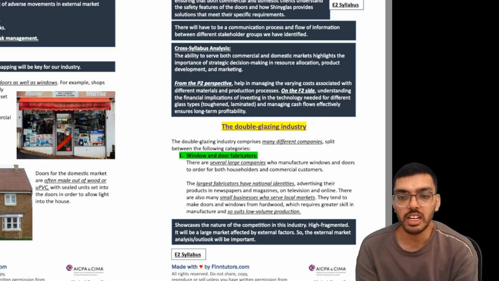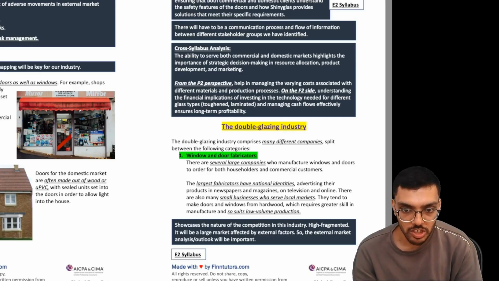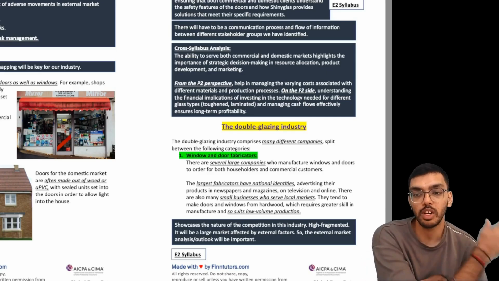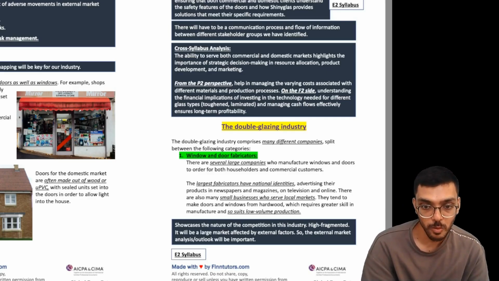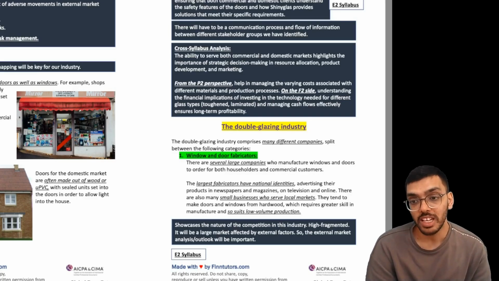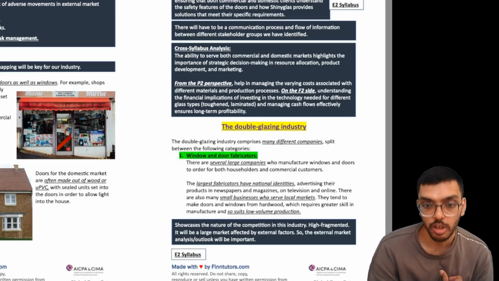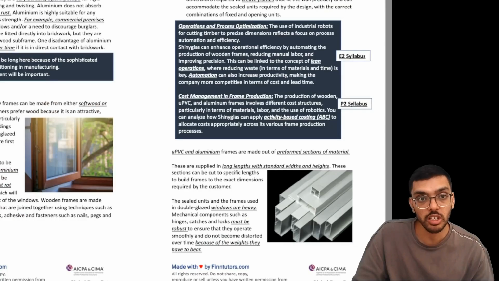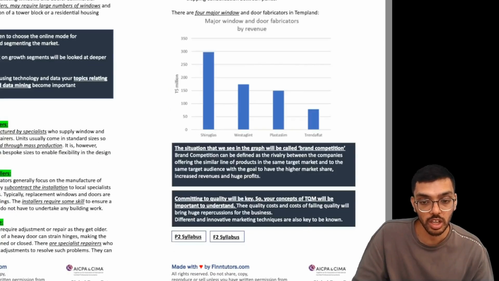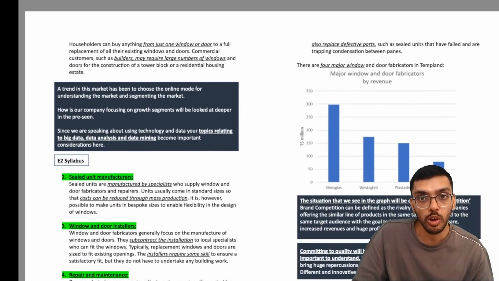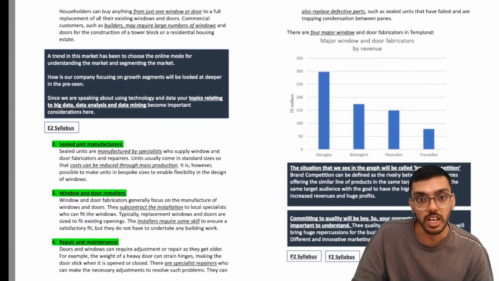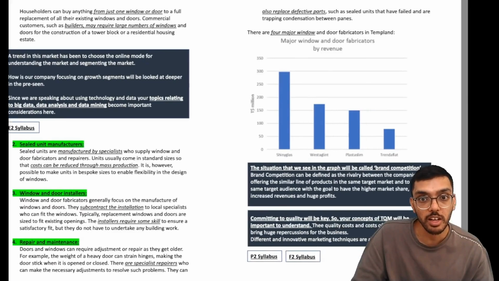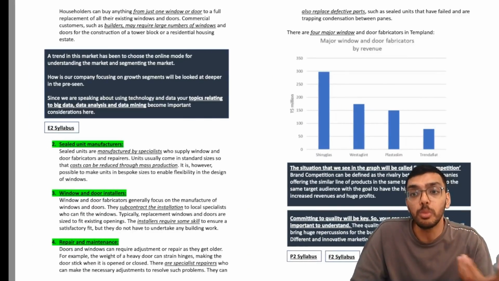So it showcases the nature of competition in this industry, which is highly fragmented. We've learned about this in the industry analysis as well. So it will always be important for us to keep an eye out for external factors, external competition. External analysis will always have to be important in this industry, to know what my competitors are doing and to know what I can do better.